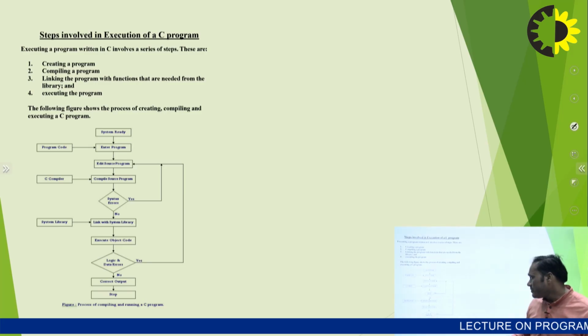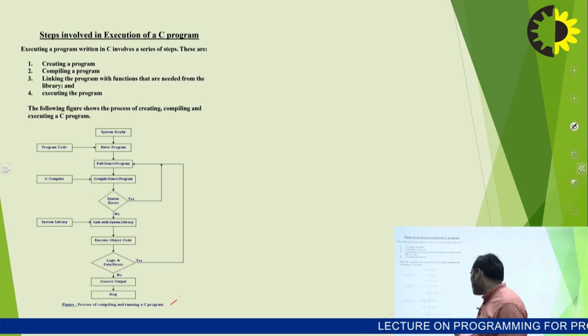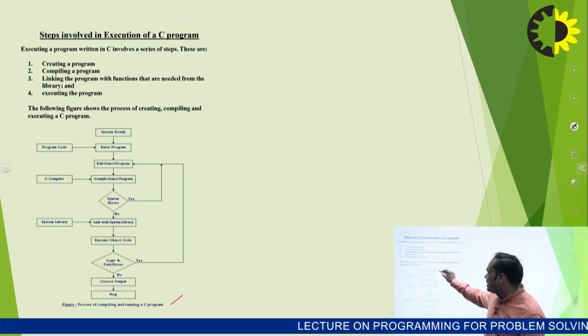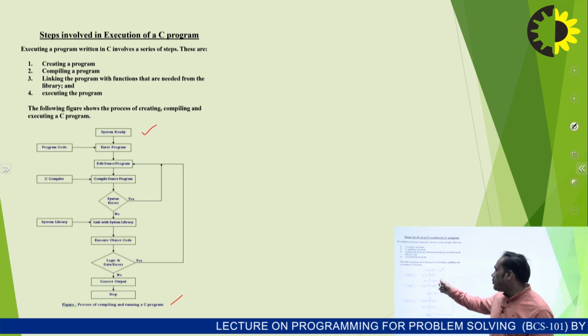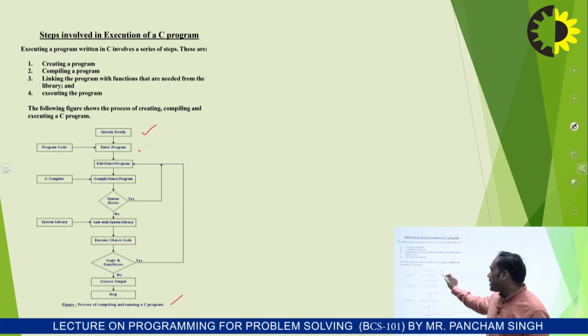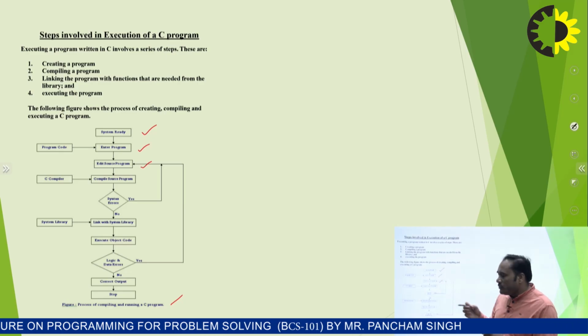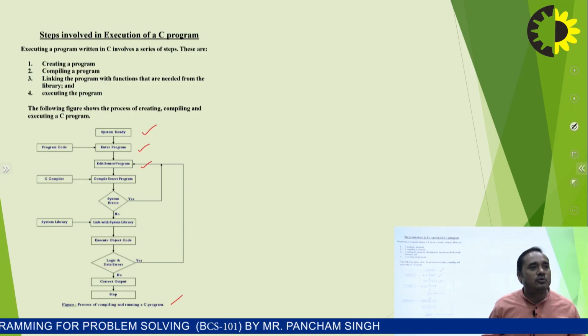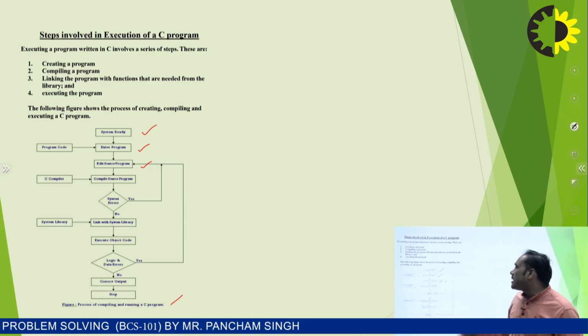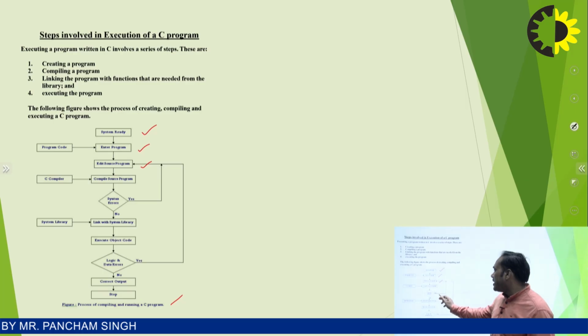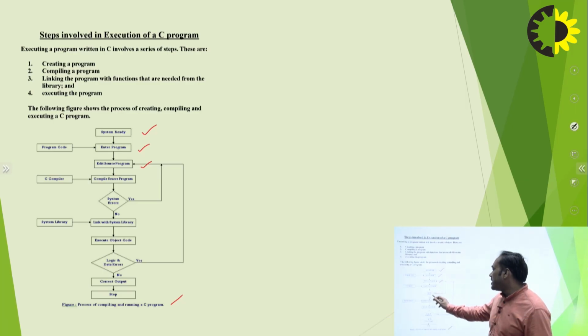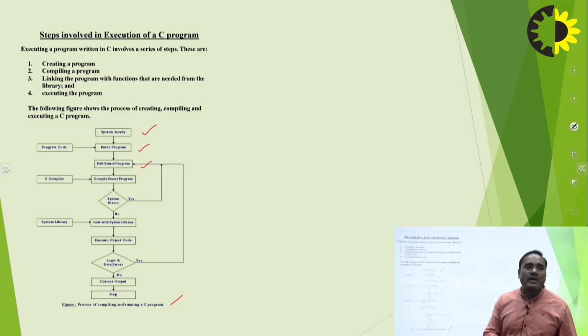So this is the block diagram of the process of compiling and running a C program. System ready: if your system is ready for programming, move to enter program, where you write the code. The second part is edit source program: if you require any edits, you can do them there. Then move to compile source program. The compiler will compile the program, and if there is any syntax error or semantic error, you move back to the edit section and fix the errors that occurred in your program.